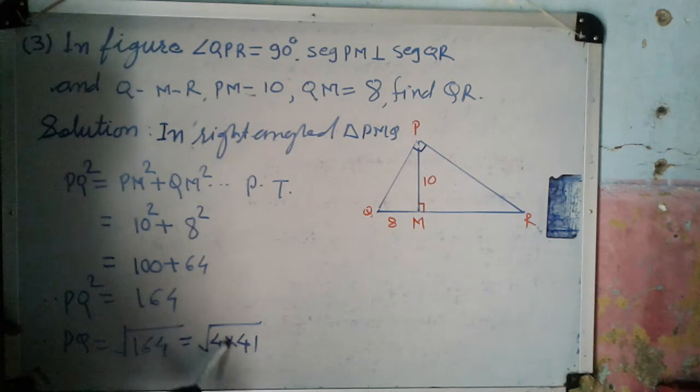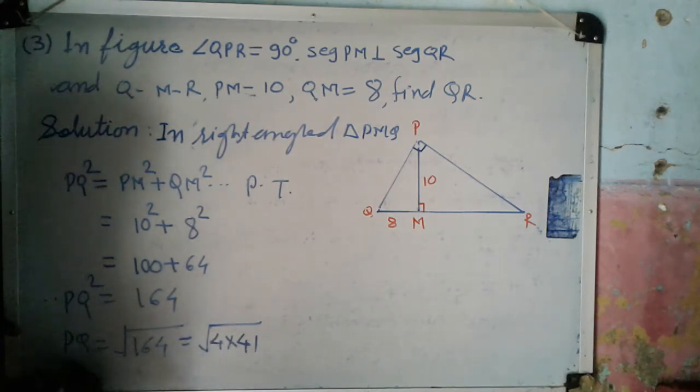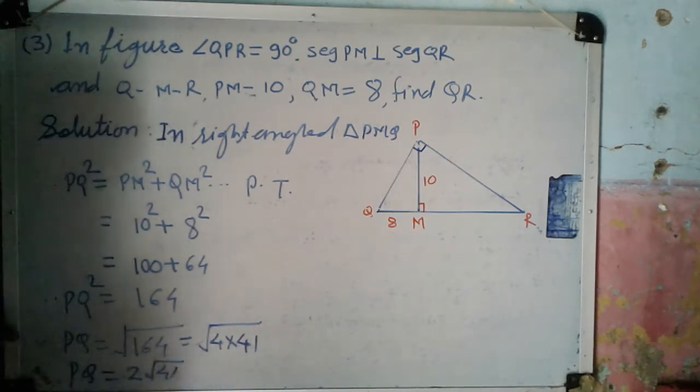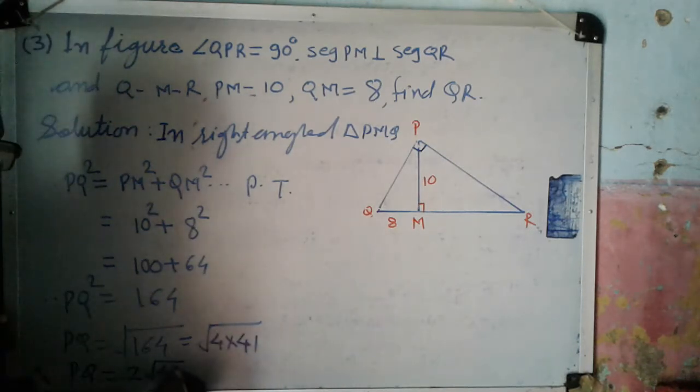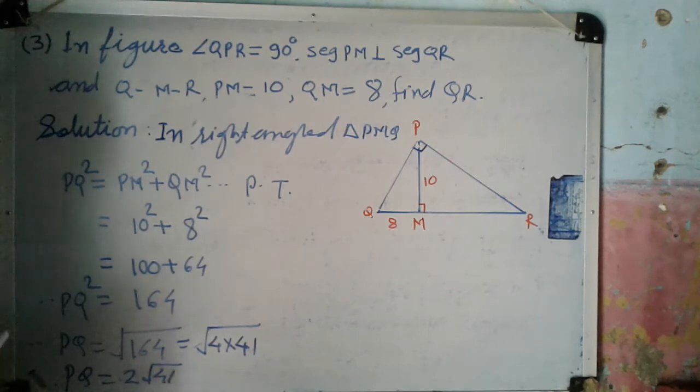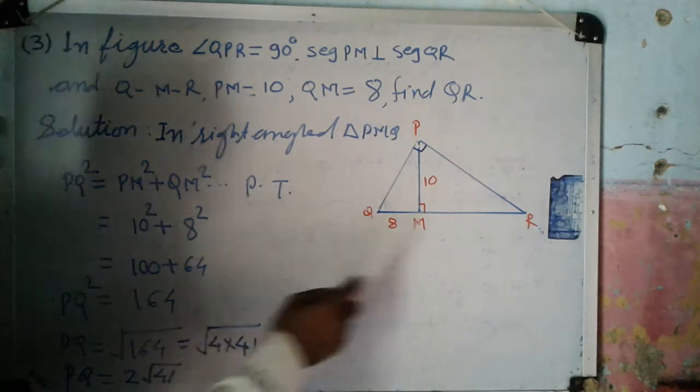Now 4 is a perfect square. Take square root of 4. Therefore PQ is equal to square root of 4 is 2, and under root 41 as it is. So here PQ is equal to 2 root 41. So this length, we got this length 2 root 41. Okay. Now we will find QR.